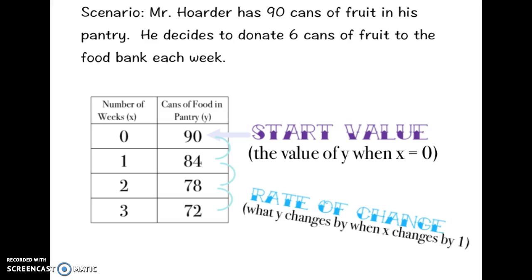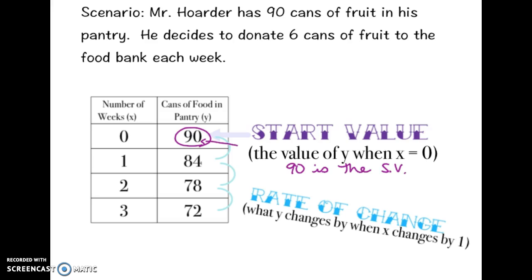If you want to figure out the start value from the table, it's very important that you notice that the start value is the value of y when x is 0. So in this case, y is 90 when x is 0. That means 90 is the start value. I'll just say SV for now.